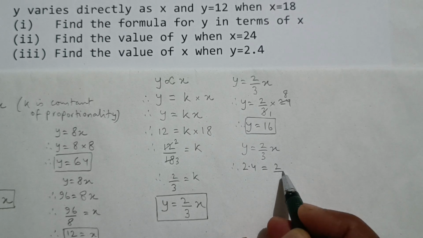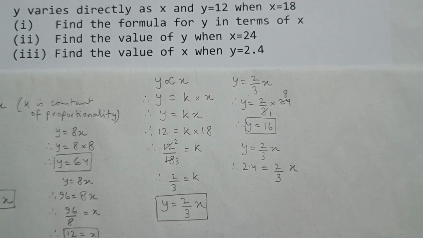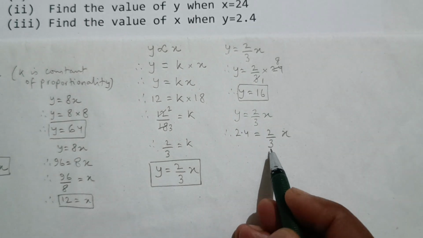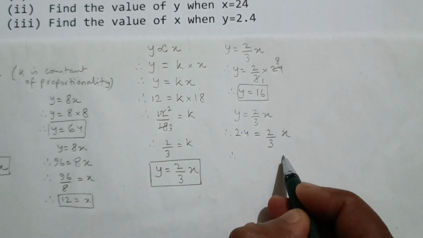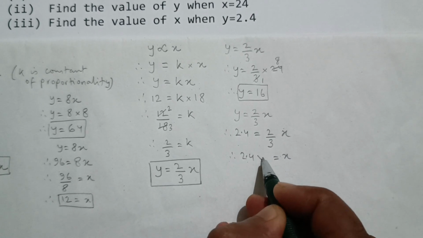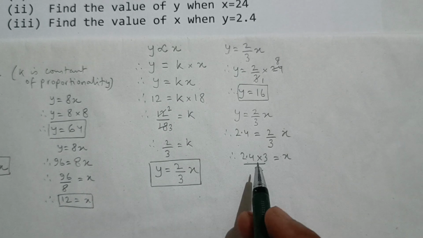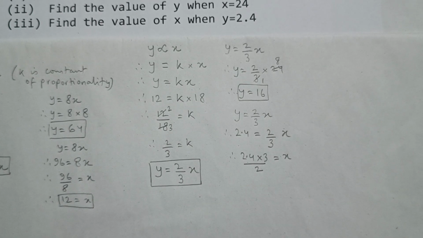So 2.4 equals 2/3 x. We have to find the value of this x. So what is x? x is 2.4 into 3 divided by 2. So 2.4 into 3 upon 2.